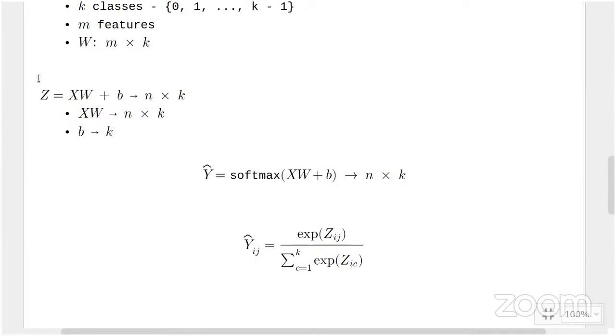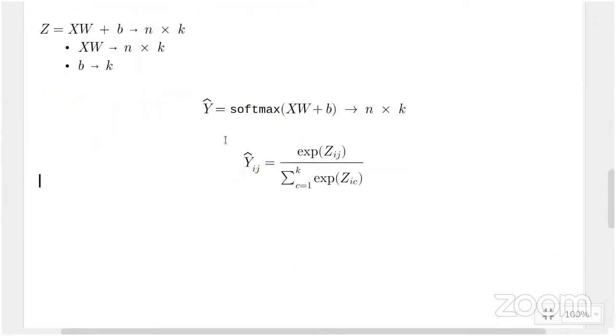Now let me just create some space and have all this on the page. Do you all agree with this? See, Z is the linear combination, so Z is XW plus B. For n data points and K classes, this is the matrix you get of linear combinations. Now you want to convert those linear combinations to probabilities for each row. So how do you do that? You take an element in that row, call it Zij, you exponentiate it, e power Zij, and you divide it by e power Zic for all the elements in that row.